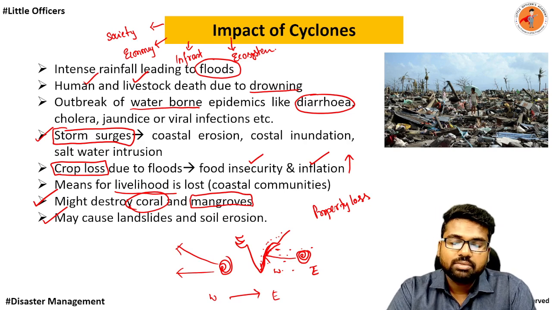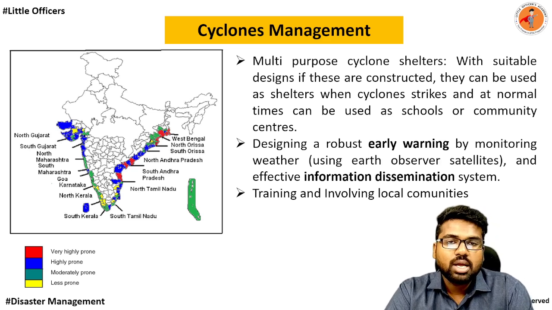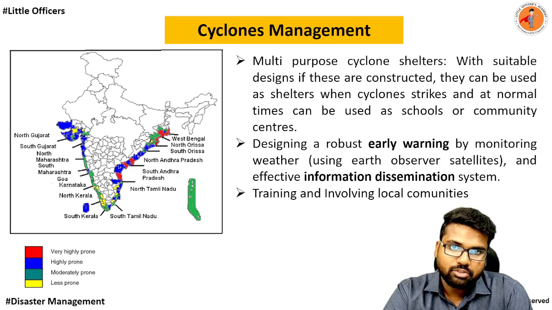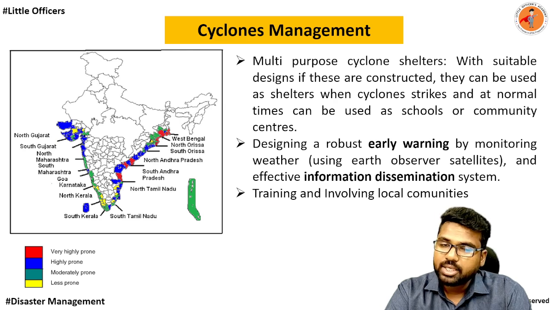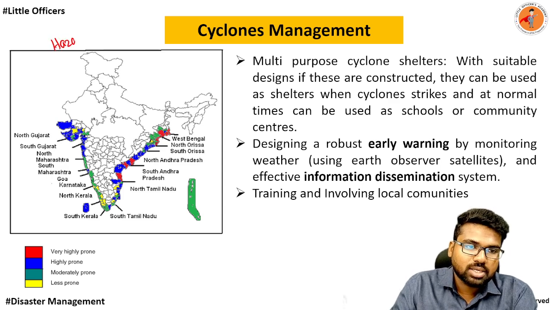Now proceeding further, how these cyclones can be managed and how we can mitigate the impact of it, how at least we can reduce the impact of it. See, first and foremost, our primary purpose is to know which areas are more vulnerable. Okay, so for that, what do we go with? We go with hazard mapping, hazard mapping or hazard zonation.